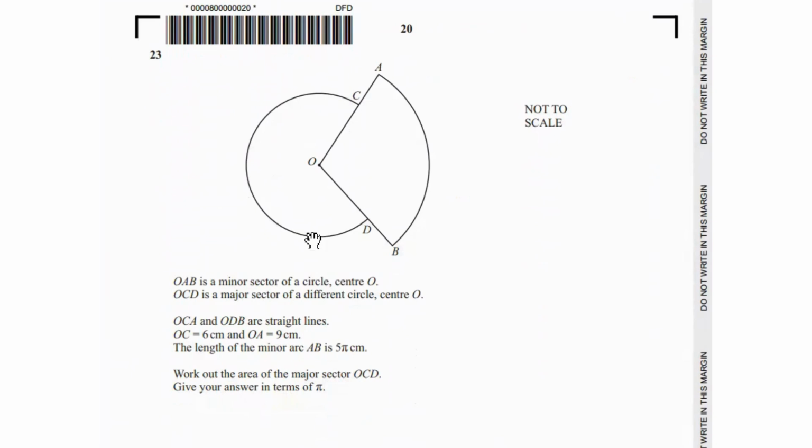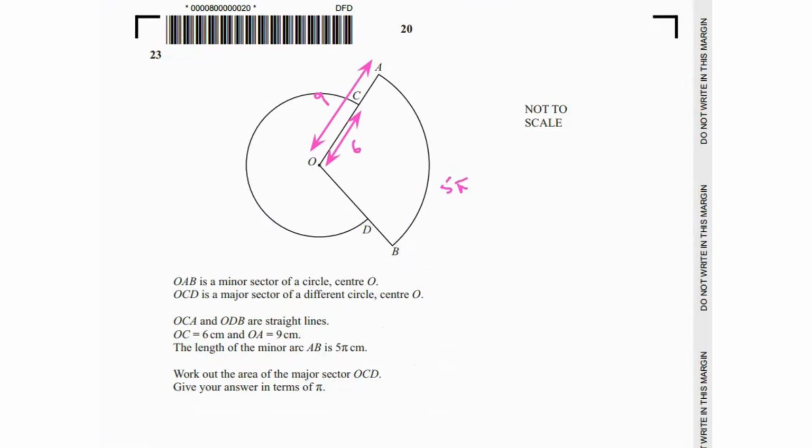Then OAB is a minor sector of a circle with center O. OCD is a major sector of a different circle with center O. OCA and ODB are straight lines. OC equals 6 centimeters and OA is 9 centimeters. So I need to make arrows for this. This is 6, this is 9. The length of the minor arc AB is 5 pi. Work out the area of the major sector OCD.